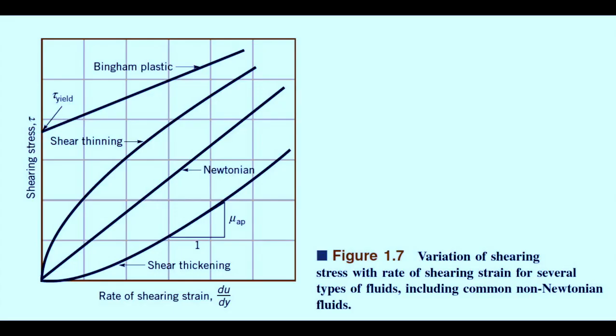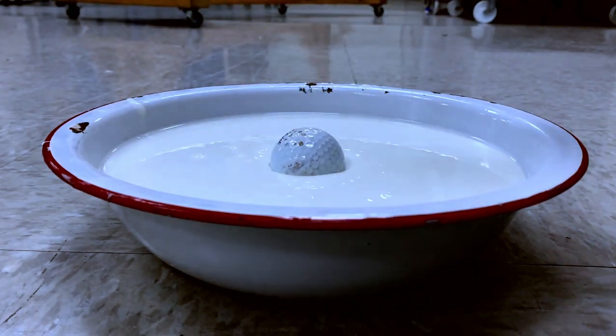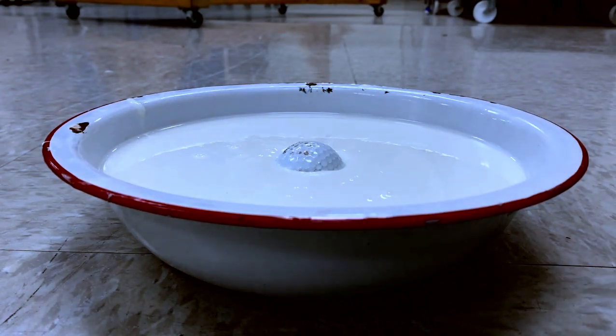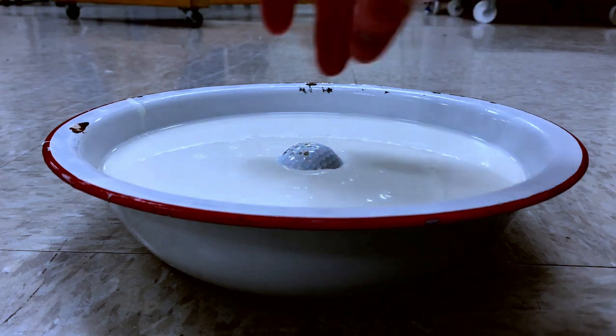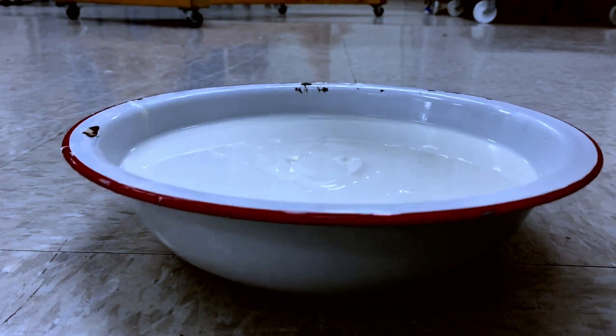In shear thickening fluids, the apparent viscosity increases with increasing shear rate. The harder the fluid is sheared, the more viscous it becomes. An example of this is a mixture of cornstarch and water, which turns from being fluid-like to near solid when shear is applied. As you can see, it behaves very differently when the ball is gently placed on top of the mixture. It slowly but surely sinks.